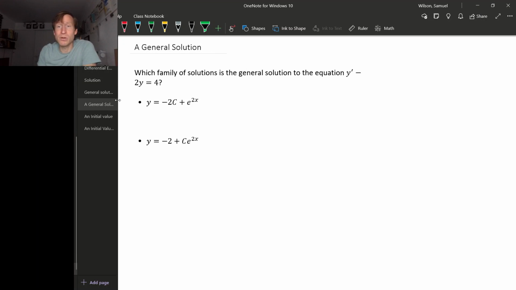So as an example, let's see which family of functions here is a general solution to the differential equation y prime minus 2y equals 4. Well, as with any other possible solution to a differential equation, we can check which one is really a family of solutions by plugging them into the differential equation and seeing which one works, if either of them. So to do that, let's try this first one.